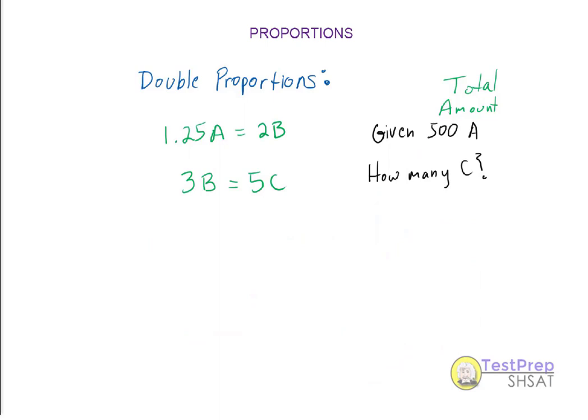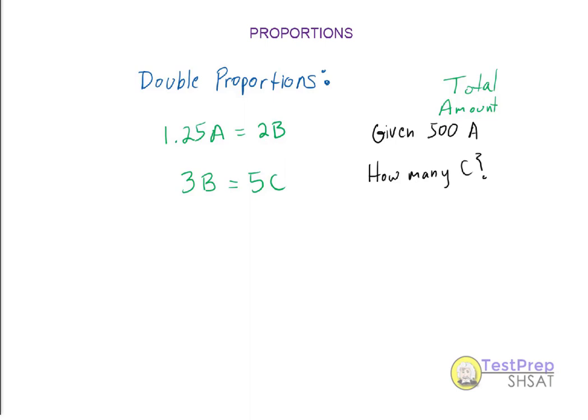Let's see that same double proportion problem presented in equation format. 1.25a equals 2b, 3b equals 5c, and we're given an amount. The original amount of A's is 500. We want to know how many C's is equivalent to that 500 A's. Maybe it's an exchange problem where you convert 500 A's into C's. How many will we get?